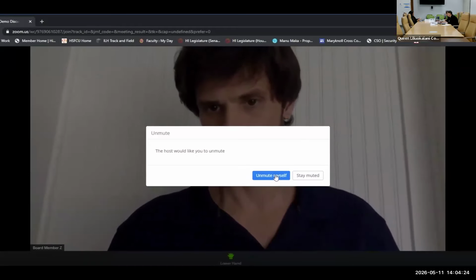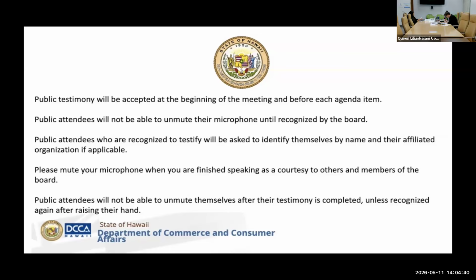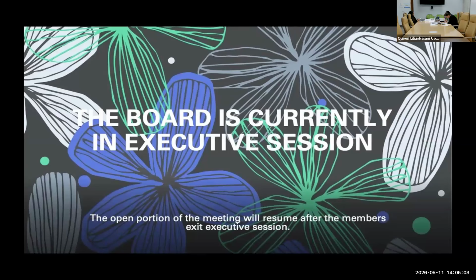Again, public testimony will be accepted at the beginning of the meeting and before each agenda item. Public attendees will not be able to unmute their microphone until recognized by the board. Public attendees who are recognized to testify will be asked to identify themselves by name and their affiliated organization if applicable. Please mute your microphone when you are finished speaking as a courtesy to others and members of the board. Public attendees will not be able to unmute themselves after the testimony is completed unless recognized again after raising their hand. At some point during the meeting, the board may choose to move into executive session. When the board moves into executive session, the board members' microphones and video feeds will be turned off, and a similar screen as you see now will be displayed. When the board returns from executive session, their microphones will be turned on as well as their video cameras.